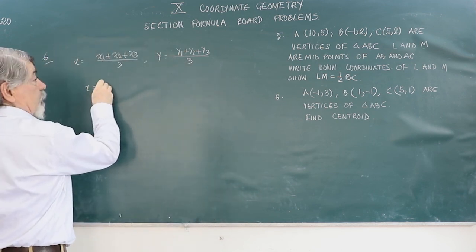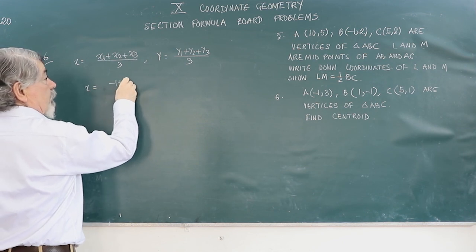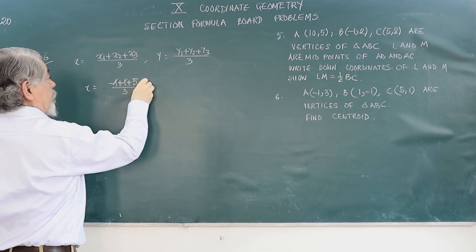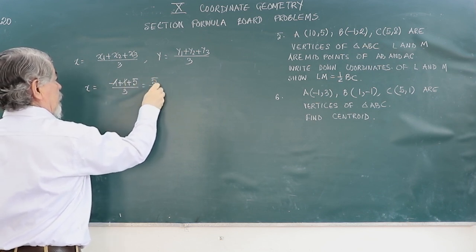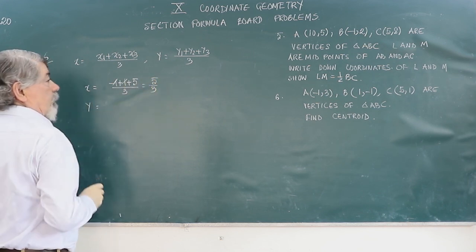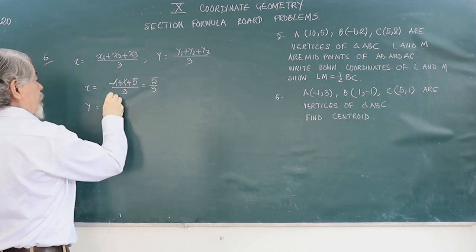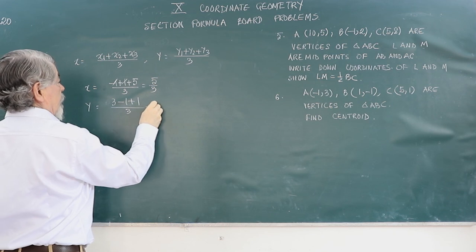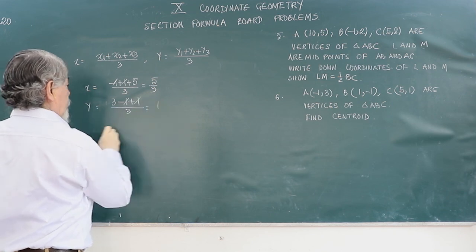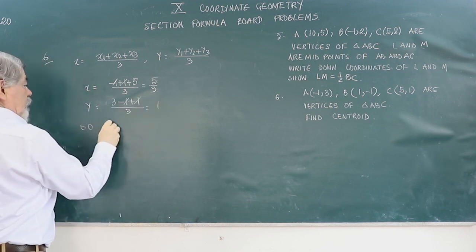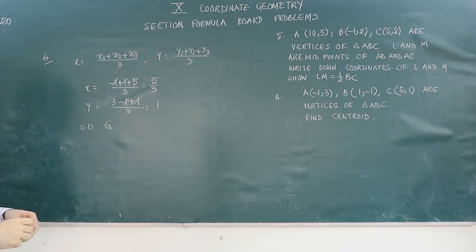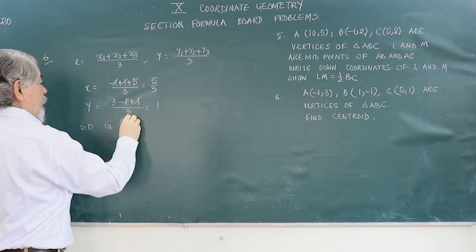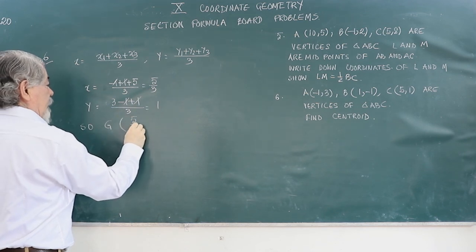So x is actually (-1 plus 1 plus 5) upon 3, that is 5 upon 3. And y is (3 plus 3 minus 1 plus 1) upon 3, that is 1. So G is called the centroid. Centroid G is given by the coordinates (5/3, 1).